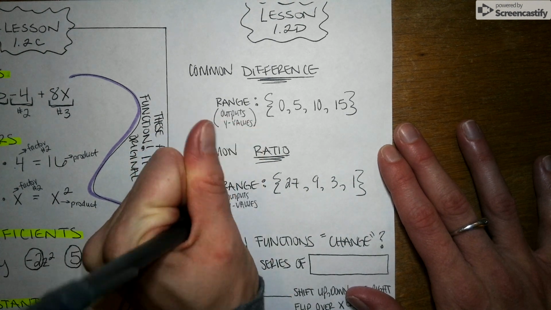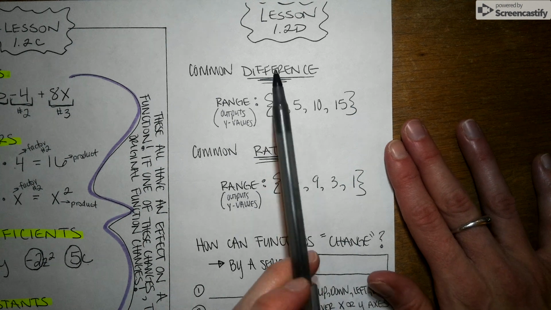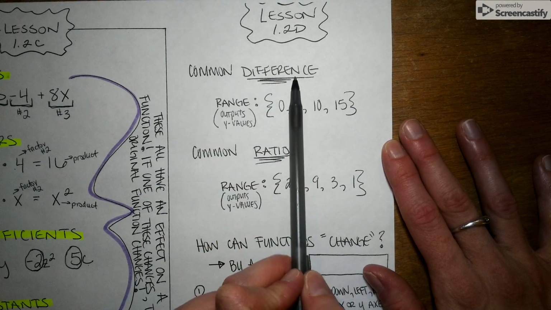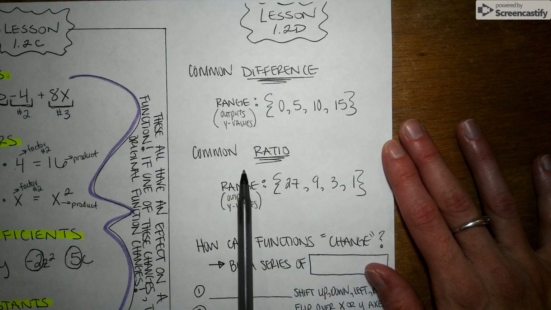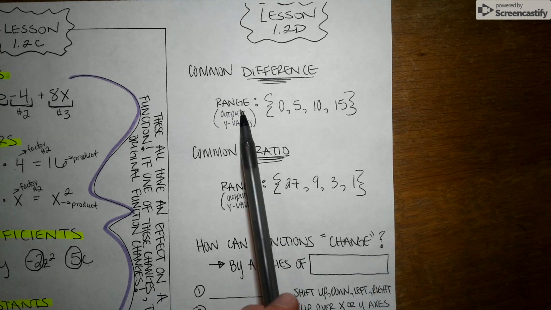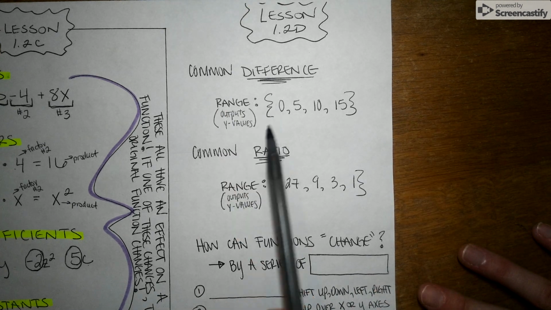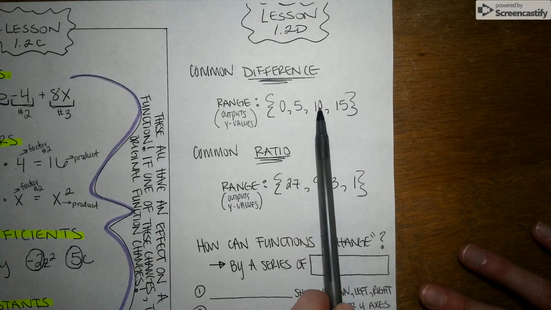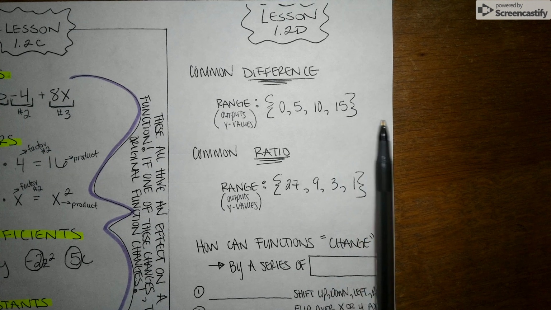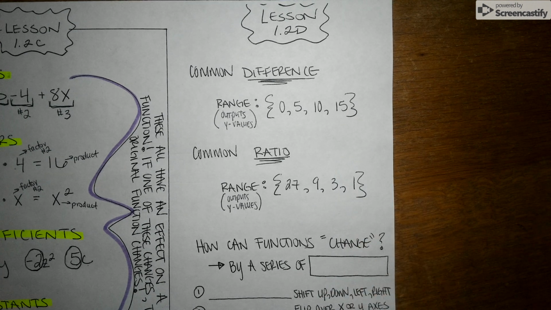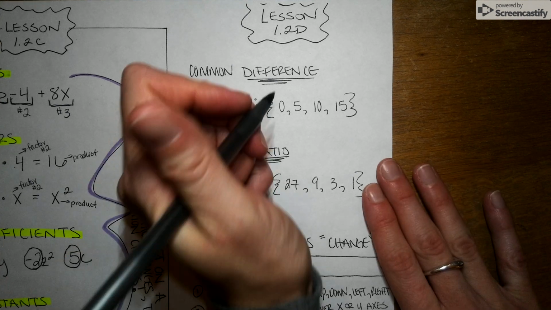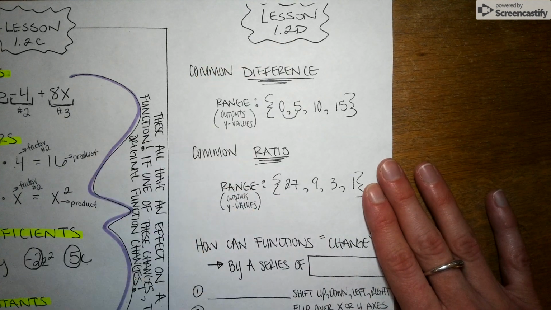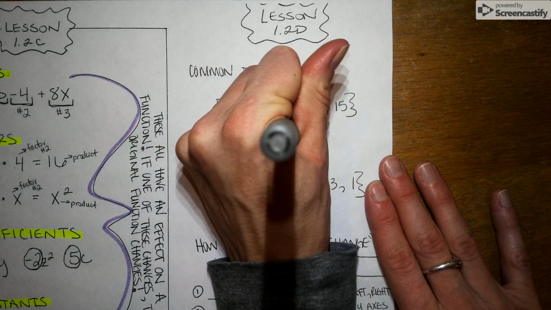And so what I needed you to understand from this part is what is different from a common difference versus a common ratio. So when we look at the range here, I see that I have fancy brackets, and what's listed is 0, 5, 10, and 15. With this range, I need to decide whether the numbers in this sequence have a common difference or common ratio. So when I look at 0 to 5, I notice a change of adding 5.